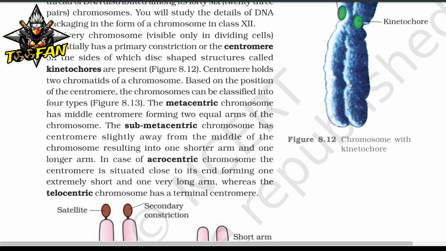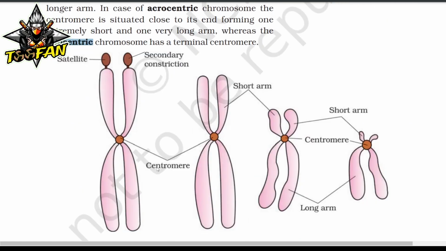The metacentric chromosome has a middle centromere forming two equal arms of the chromosome, and the submetacentric chromosome has the centromere slightly away from the middle, resulting in one shorter arm and one longer arm. In acrocentric chromosomes, the centromere is situated close to its end, forming one extremely short and one very long arm, whereas the telocentric chromosome has a terminal centromere.